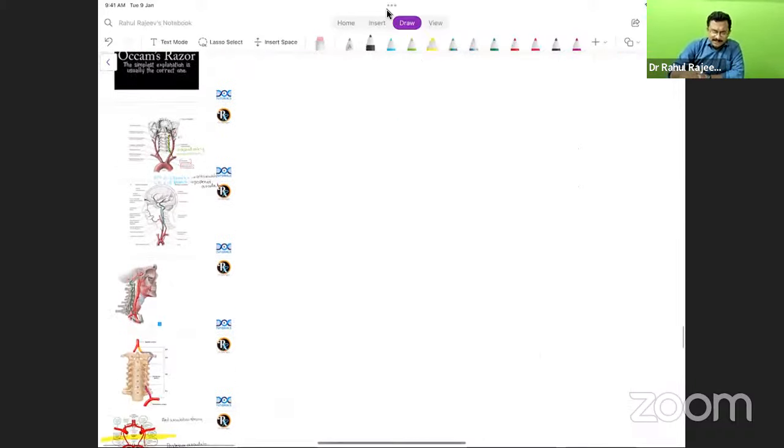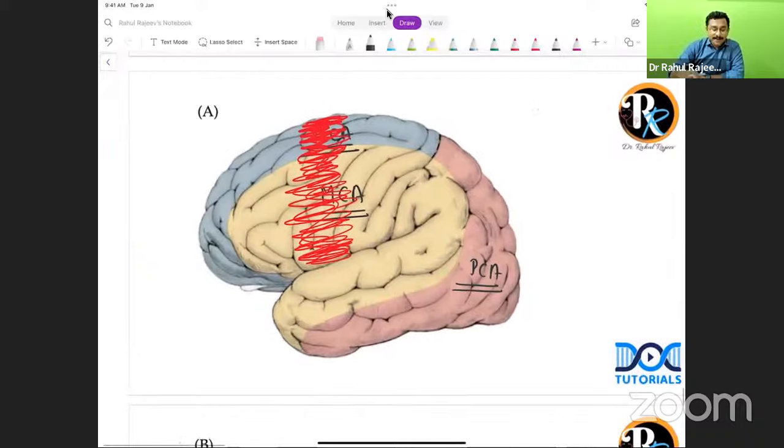Now you might ask me, sir, you are saying that this is MCA, but MCA does not supply the leg area. Then how is this patient that you told about having leg weakness? Remember, you are seeing some beautiful diagrams now. ACA territory, MCA territory, a beautifully demarcated line. That is not what actually happens in real life. Sometimes MCA can supply some part of the leg as well. So don't think that MCA strokes will not involve the leg. It can definitely involve the leg as well.